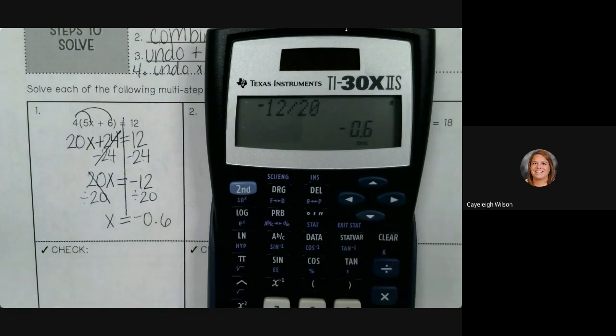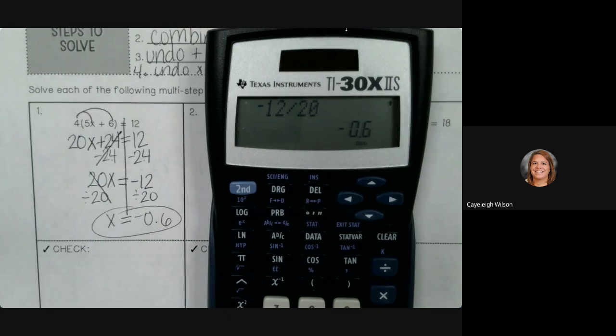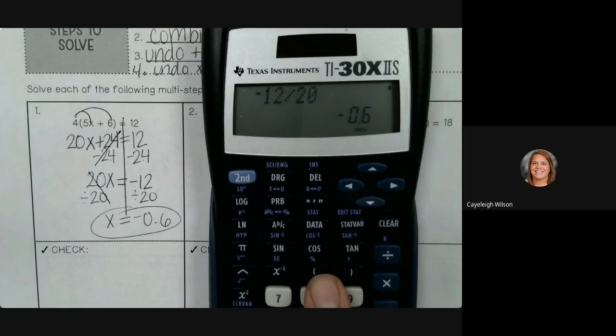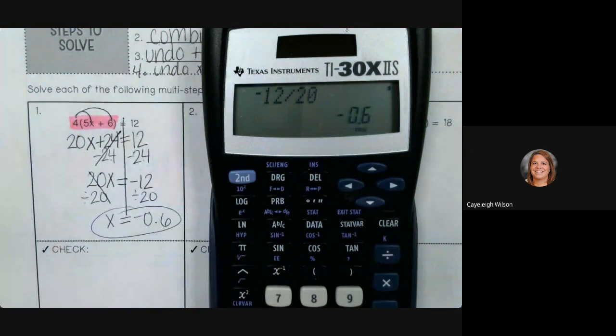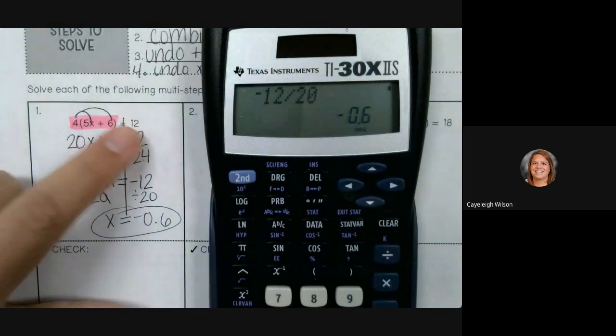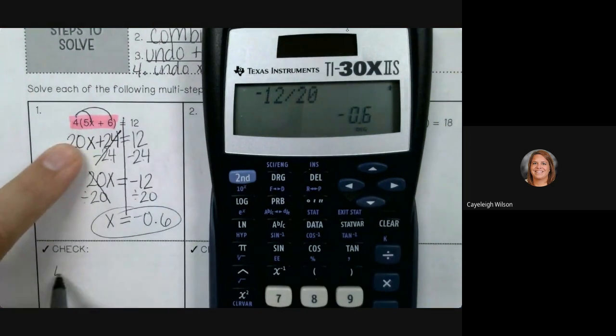And we're going to check that just to make sure that it's right. So these calculators do have parentheses on them. So when you go to check it, you do have that option to use the parentheses, okay? So I'm going to take my number and I'm going to plug it back in right there. And if it equals 12, then I know it's the right answer. So I'm going to do it with my parentheses here.